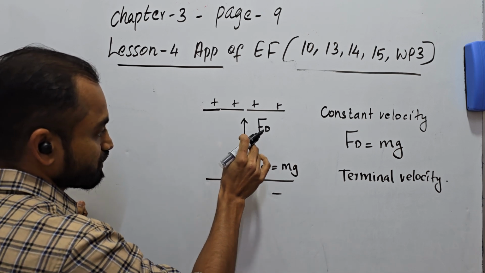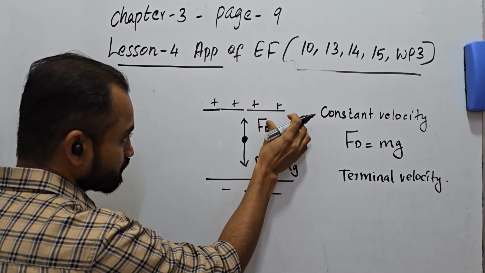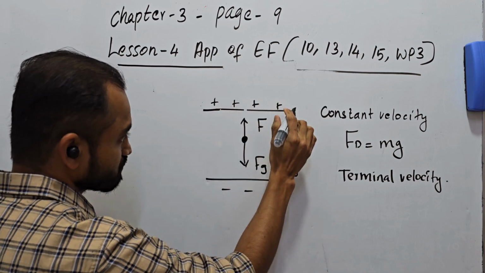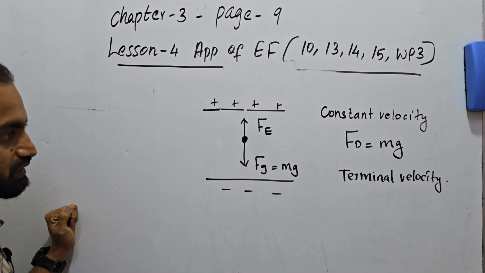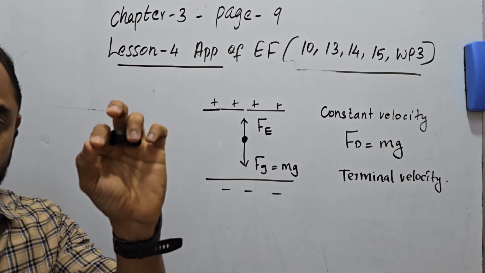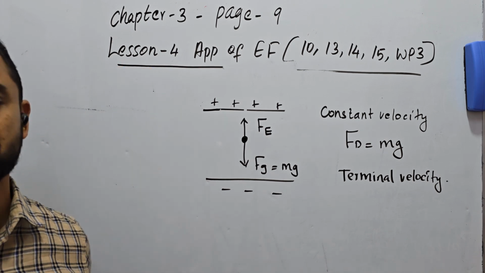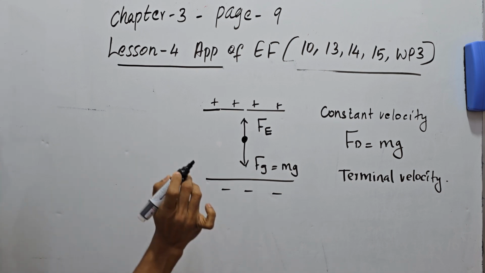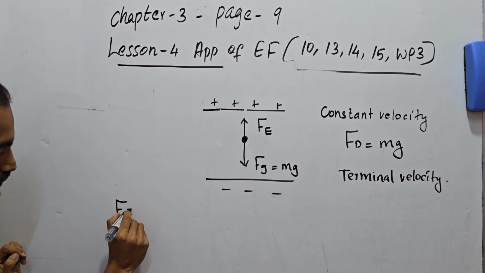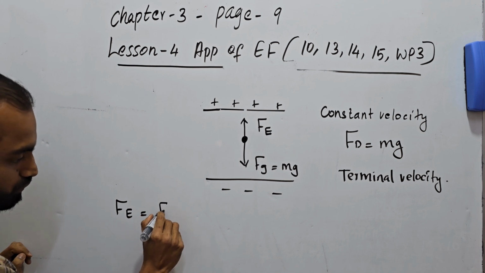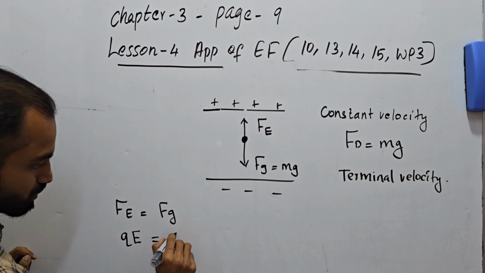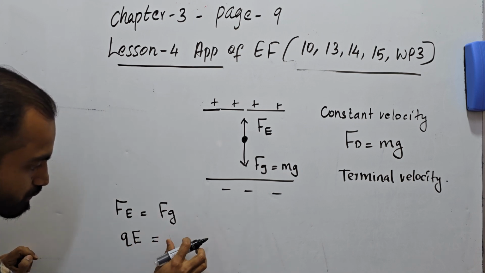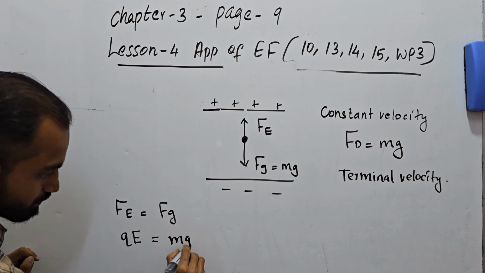But what happened is, if it is here, there will be an upward force, because now it is positive. It means if there is electric field, there will be electric force. Then if the oil drop is suspended in the middle, it means it is not moving, so we can say the electric force is equal to the force of gravity. What is electric force? Electric force is electric charge into E, that is equal to force of gravity. What is force of gravity? Mg.